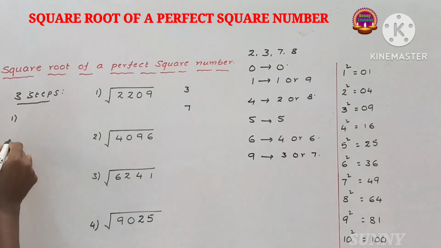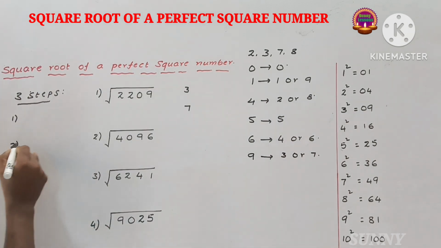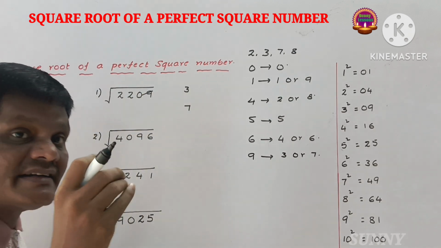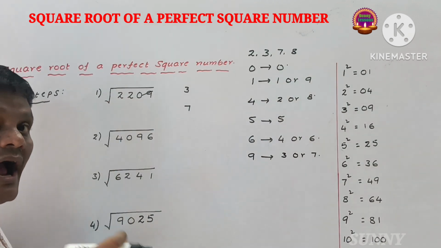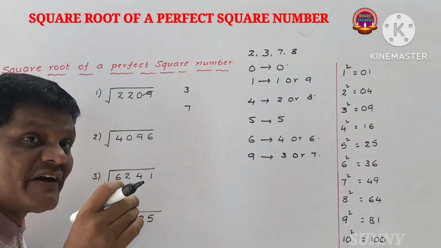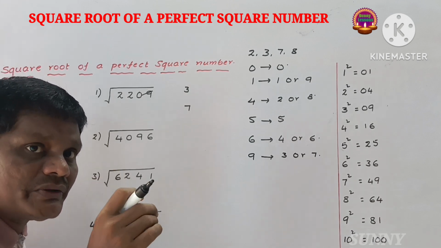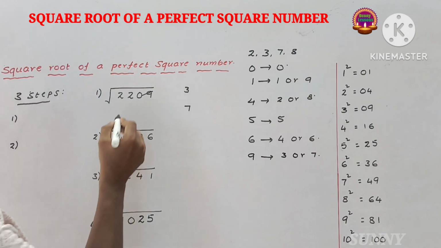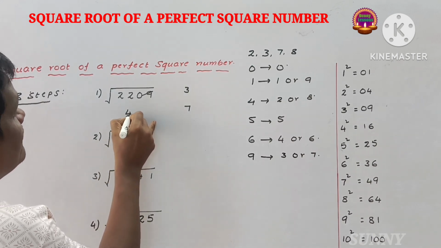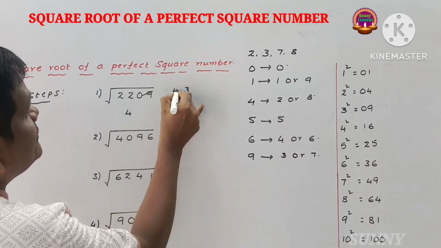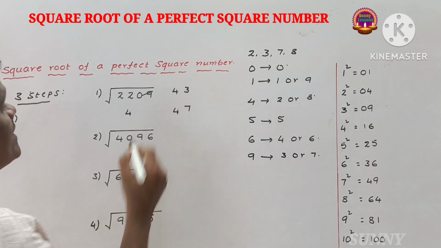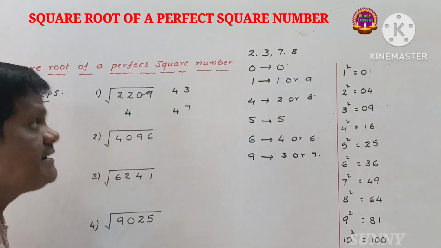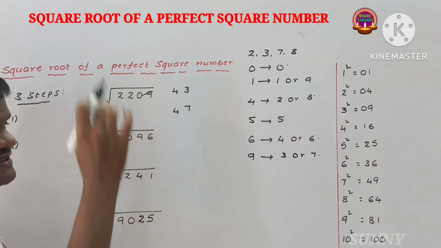The second step is to strike out the last 2 digits. The remaining digits are 22. We have to check the nearest perfect square to 22 that is less than 22. That is 16, which means 4 square. So write 4. Here, the square root of 2209 is either 43 or 47.